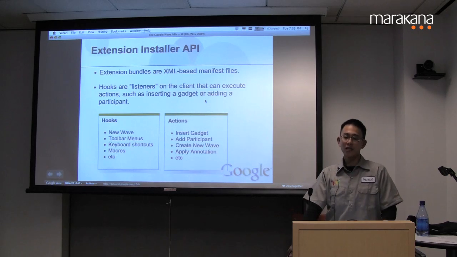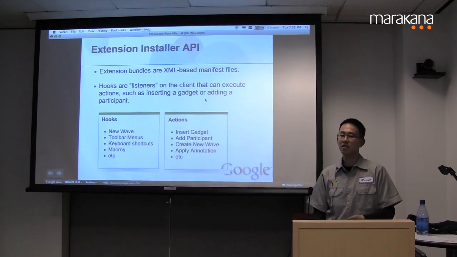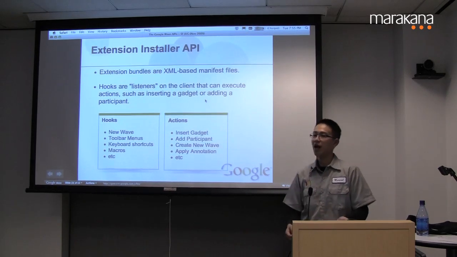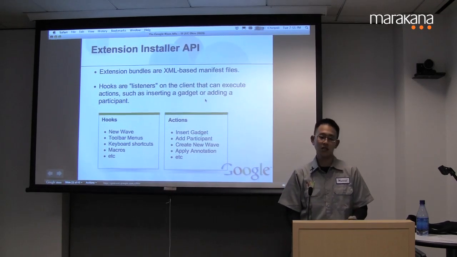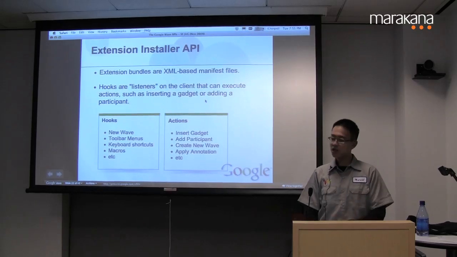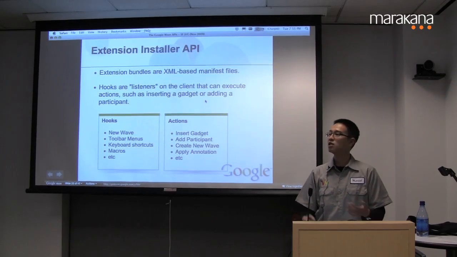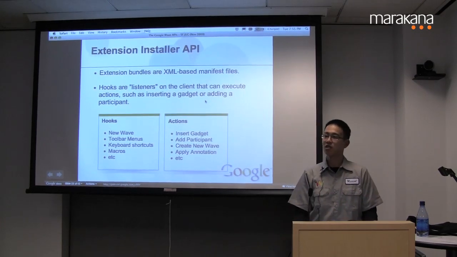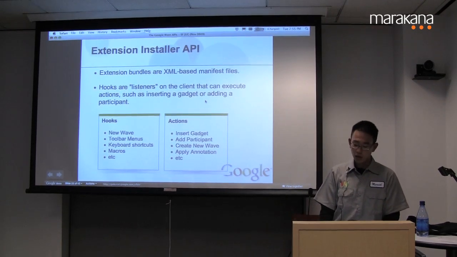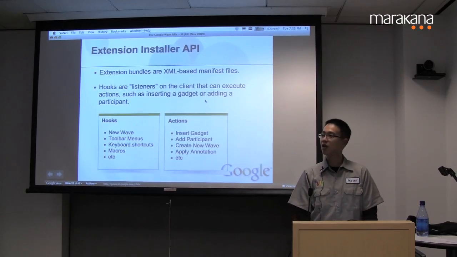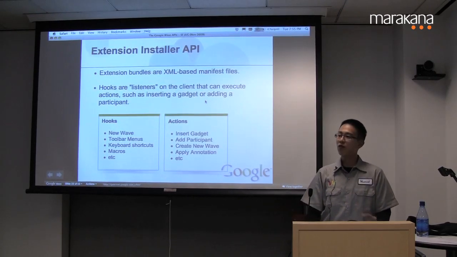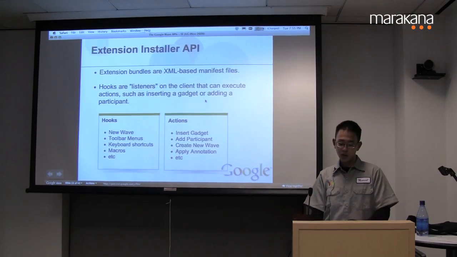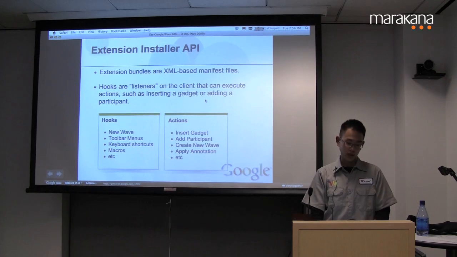Once you build your gadgets and robots, you can build an extension manifest XML file that defines the hooks and actions. Actions like insert gadget, or add a participant. This can be a real human participant, or it can be a robot, because a robot is just yet another participant. Or you can create a new wave, apply an annotation, and so on. Then you can define the hooks that will trigger those actions, like the new wave button, toolbar menus, keyboard shortcuts, macros, and so on.